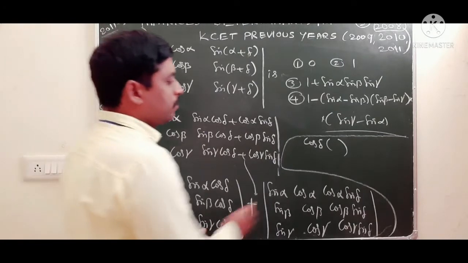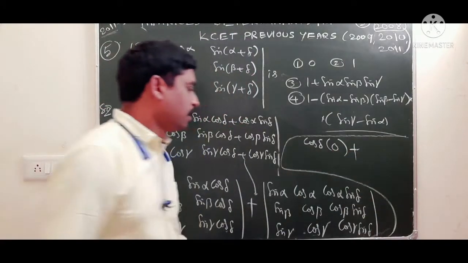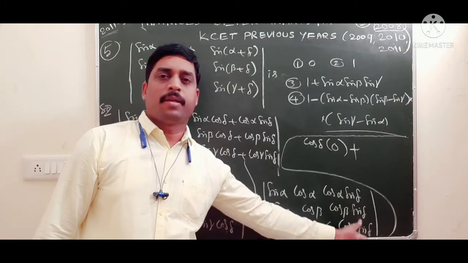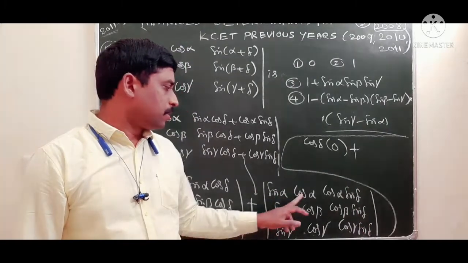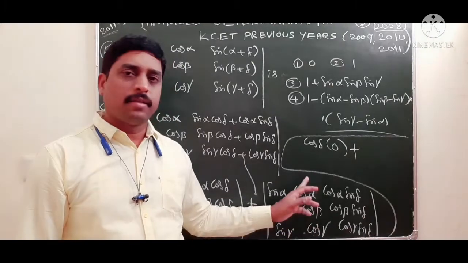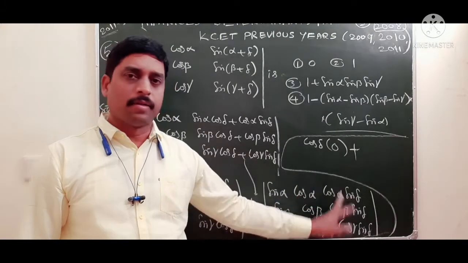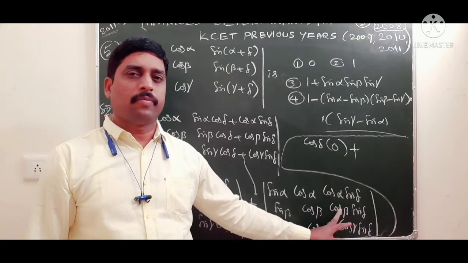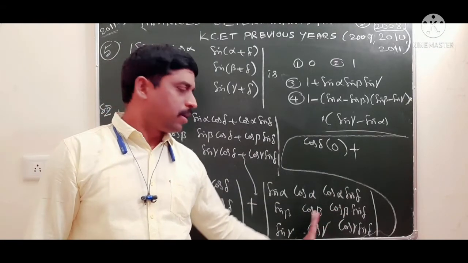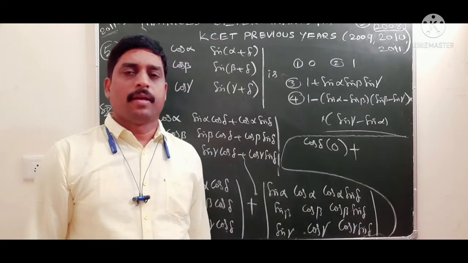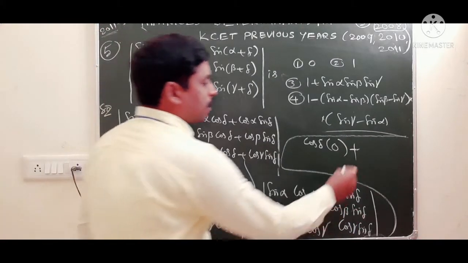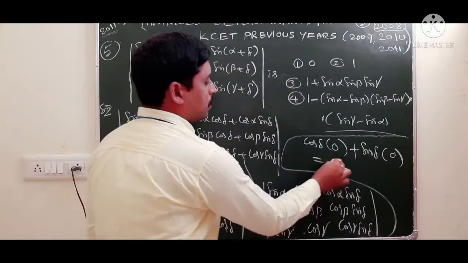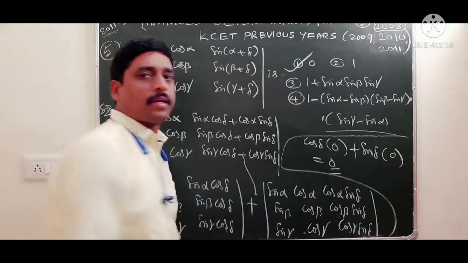So cos delta into 0, plus in the second determinant, sin delta is common in the third column. Let us observe the second column and third column: cos alpha, cos beta, cos gamma. This is also cos alpha, cos beta, cos gamma. If any two rows or columns are equal, that will be 0. So sin delta taken out common, the remaining value is 0. So the answer is 0. Option 1 is correct.